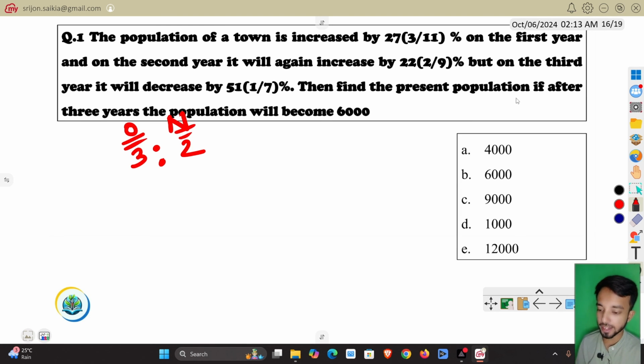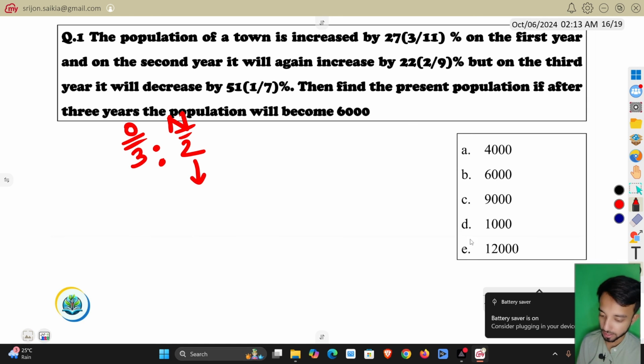Now, what's in the question? Find the present population if after 3 days the population will become 6,000. That means the new population is given as 6,000. You need to find the value of the original population, which is the value of 3.